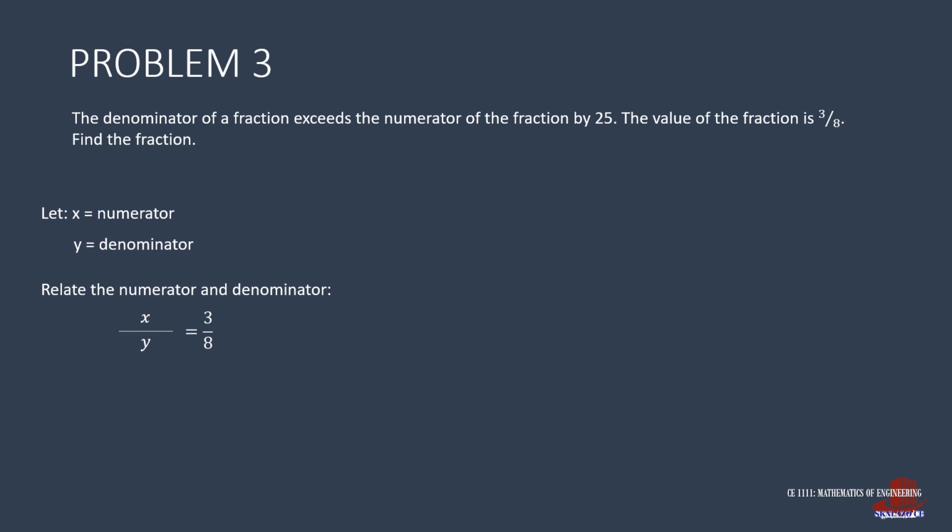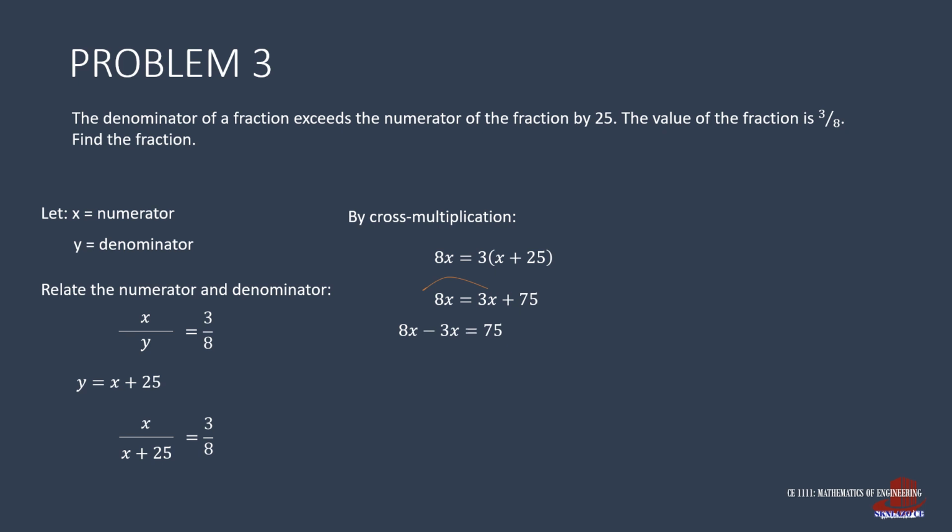The premise states that the denominator is 25 more than the numerator. So the equation becomes x upon x plus 25 is equal to 3/8. Through cross multiplication, we get 8x as equal to thrice of x plus 25. Simplify the equation and have 8x as equal to 3x plus 75. Transpose 3x to the other side and have 8x minus 3x would be equal to 75. That would be 5x as equal to 75.